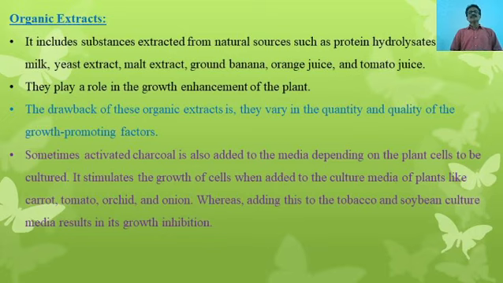Sometimes activated charcoal is also added to the media depending on the plant cells to be cultured. It stimulates the growth of the cells when it is added to the culture media of plants like carrot, tomato, orchid and onion. Whereas adding these in tobacco and soybean, they are found to give negative results. That means they inhibit the growth of the culture. So you have to take into account whether that particular substance is enhancing the growth or limiting the growth.